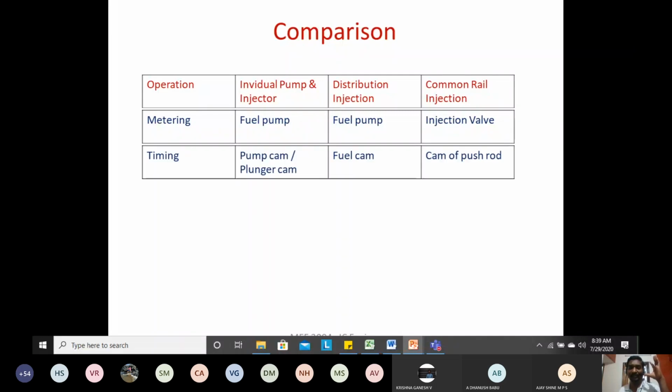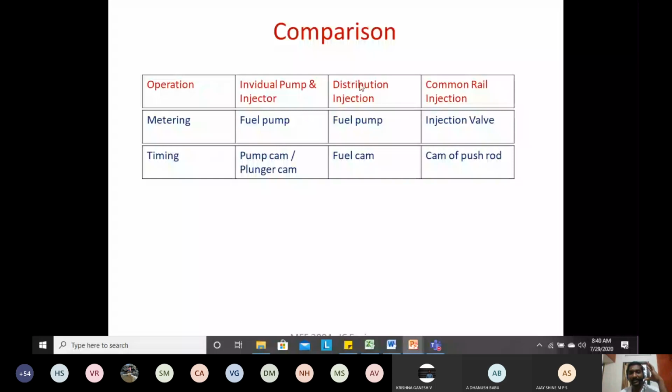And coming to the timing, when to supply the fuel, that is done by a cam. In the case of individual pump and injector system, we will be having the plunger cam. The plunger movement, the plunger that is present in the fuel pump, is driven by a cam. So that cam is responsible for the timing.